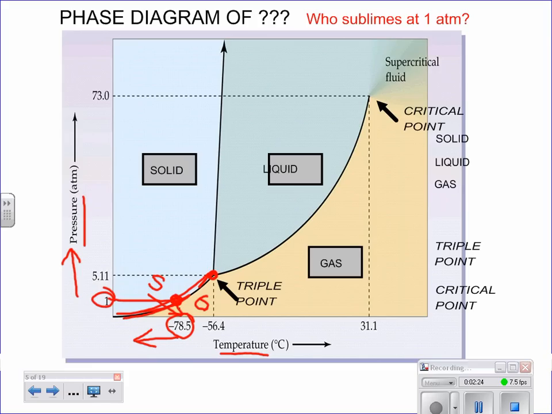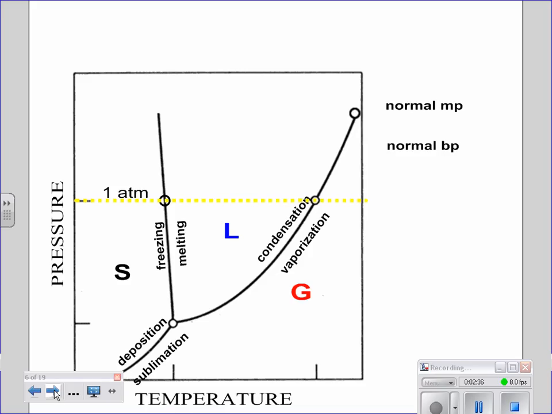Any ideas on what this substance is? CO2, dry ice. So this is an example of dry ice. So I'll bring this up again here in a little bit. Again, you don't have this one, but this is just another example of where we have standard pressure being shown. And so we know the different things that are taking place at each of those intersections, those lines.